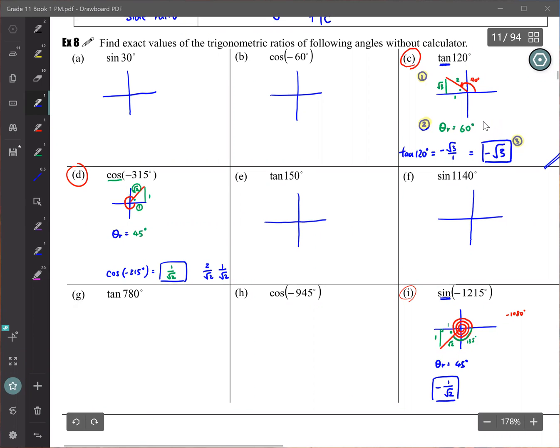Remember to show the steps of the draw angle and also get the reference angle for each one.